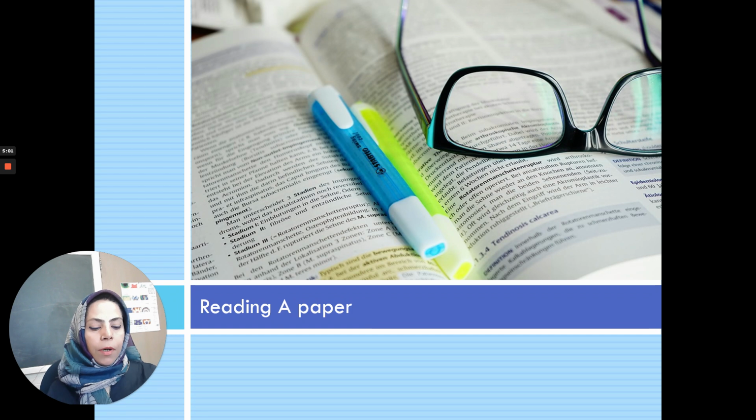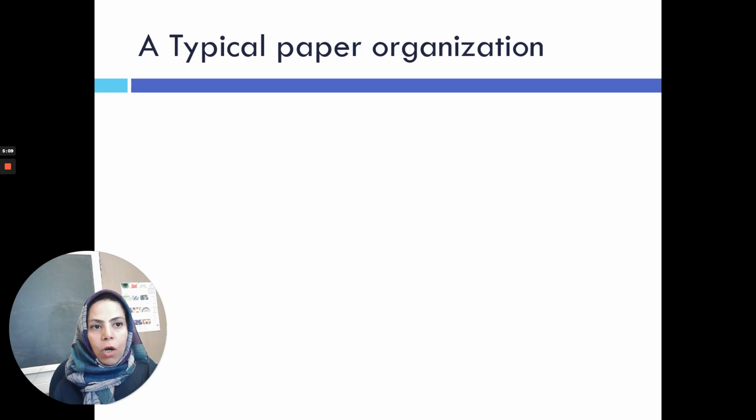So reading a paper involves knowing the structure of an academic article. A typical paper organization, whether it is a journal paper published in a journal, or a conference paper that an author has presented at a conference and which is now available in the form of proceedings.